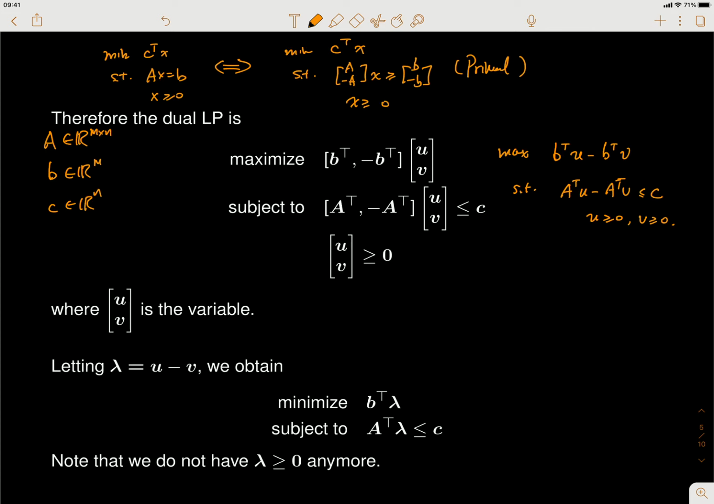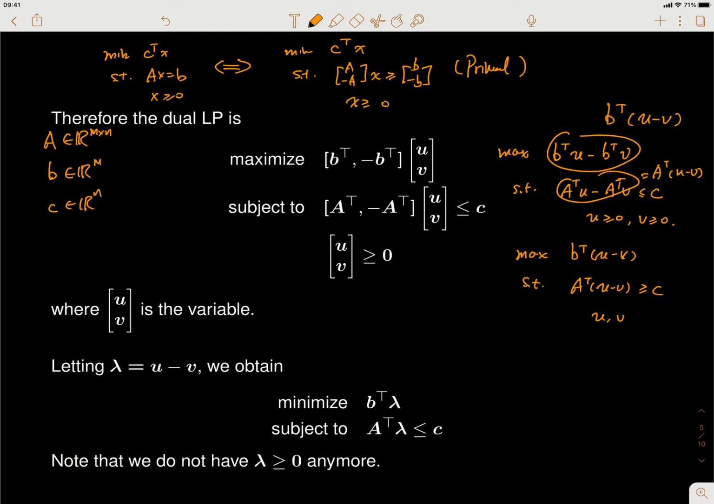Interestingly, except for the constraint, u and v come together as u minus v, because the objective is just b transpose times (u minus v). Remember, u and v are both m-dimensional vectors. And the constraint becomes A transpose times (u minus v). So the problem is essentially maximizing b transpose times (u minus v), subject to the constraint that A transpose times (u minus v) is less than or equal to c.